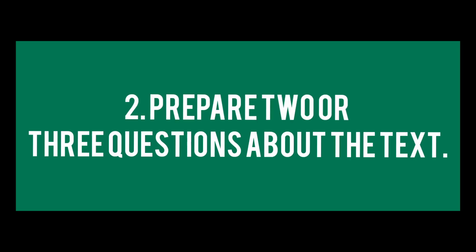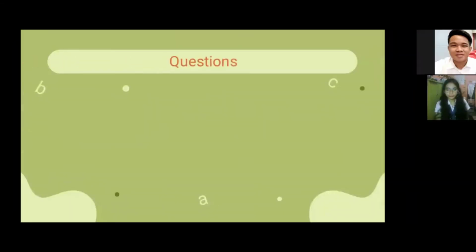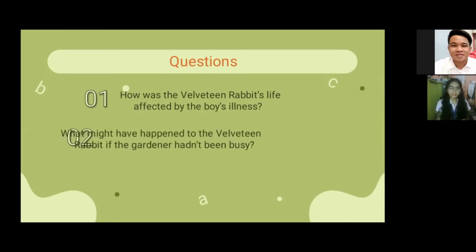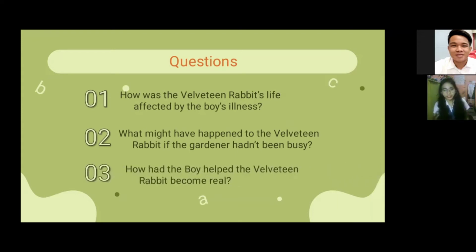2. Prepare 2 or 3 questions about the text. 3. Write the questions on the board or present it using PowerPoint. So first, how was the Velveteen Rabbit's life affected by the boy's illness? Then second, what might have happened to the Velveteen Rabbit if the gardener had not been busy? Then third, how had the boy helped the Velveteen Rabbit become real?